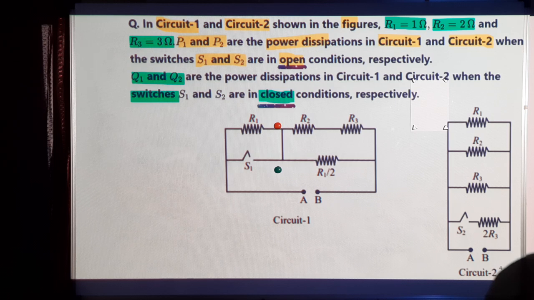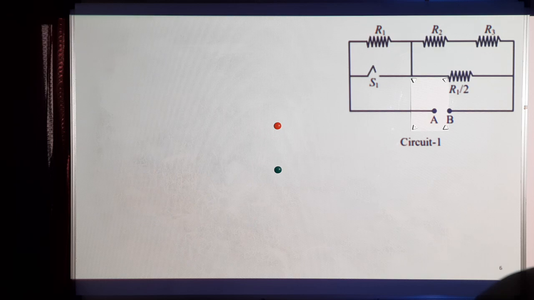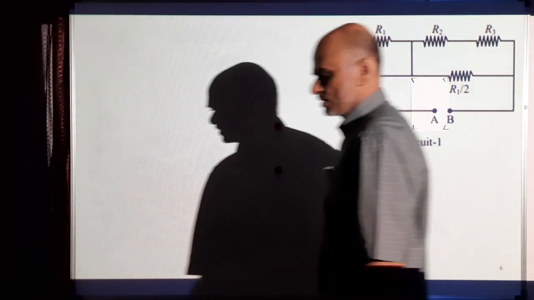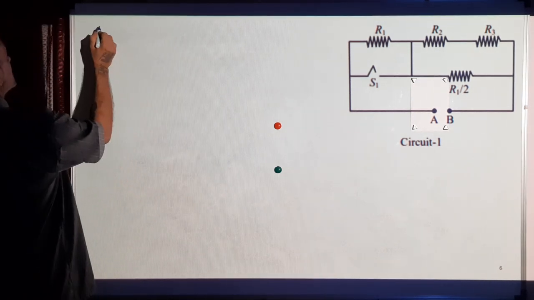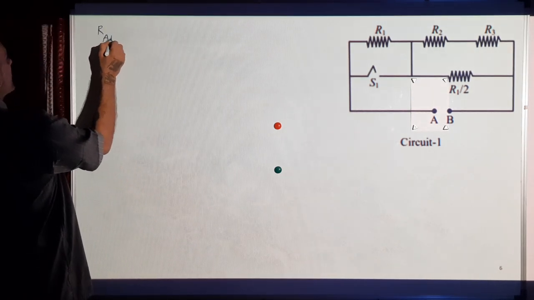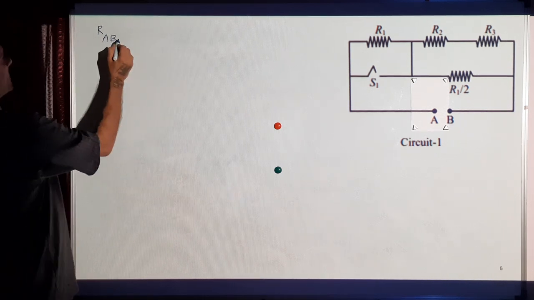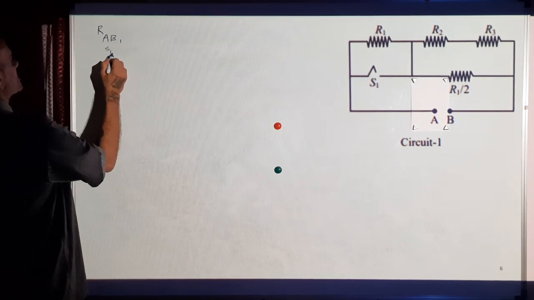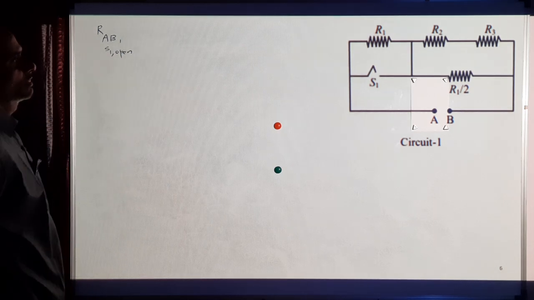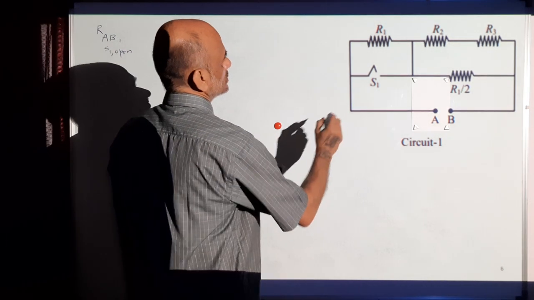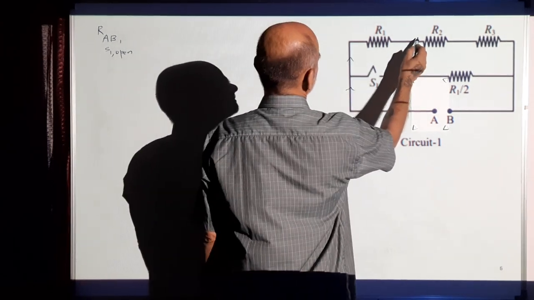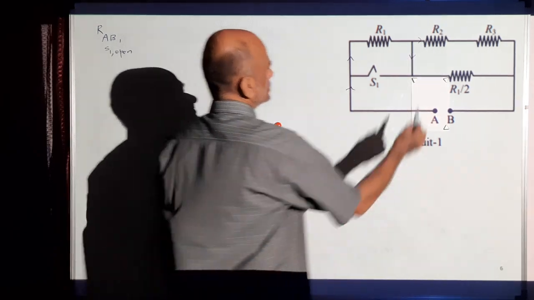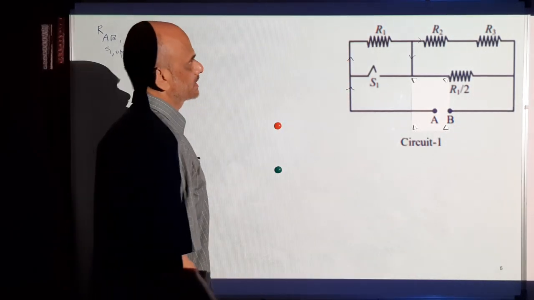So there are two circuits, 1 and 2, and the switches are open and closed. So in the first circuit, when the switch is in open condition, the total resistance across AB in circuit 1 when S1 is open. The current which comes here, the same current will flow here because this switch is open, and it will split into two branches. So this one and this branch are in parallel.